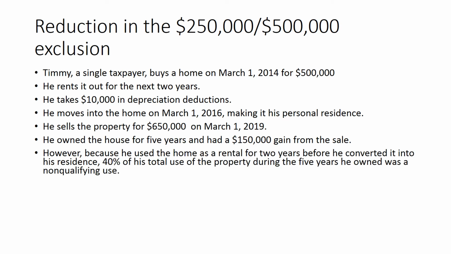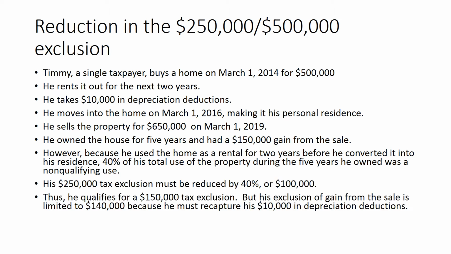However, because he used the home as a rental for 2 years before he converted it into his residence, 40% of his total use of the property during the 5 years he owned was a non-qualifying use. His $250,000 tax exclusion must be reduced by 40% or $100,000. Thus, he qualifies for a $150,000 tax exclusion, but his exclusion of gain from the sale is limited to $140,000 because he must recapture his $10,000 in depreciation deductions.